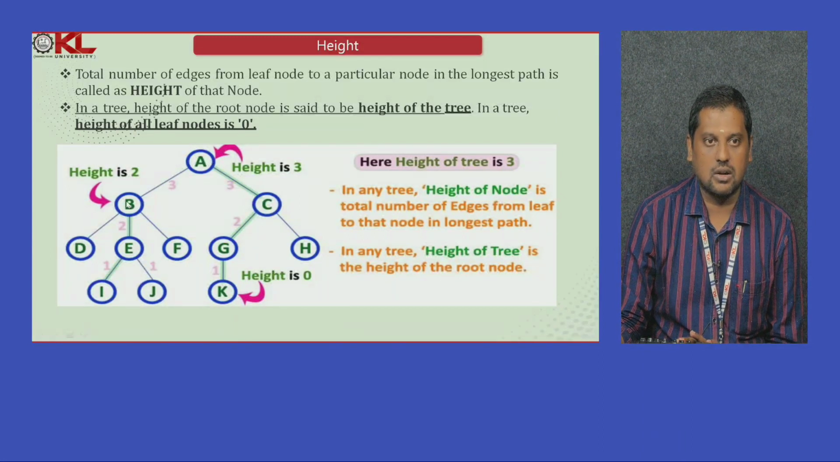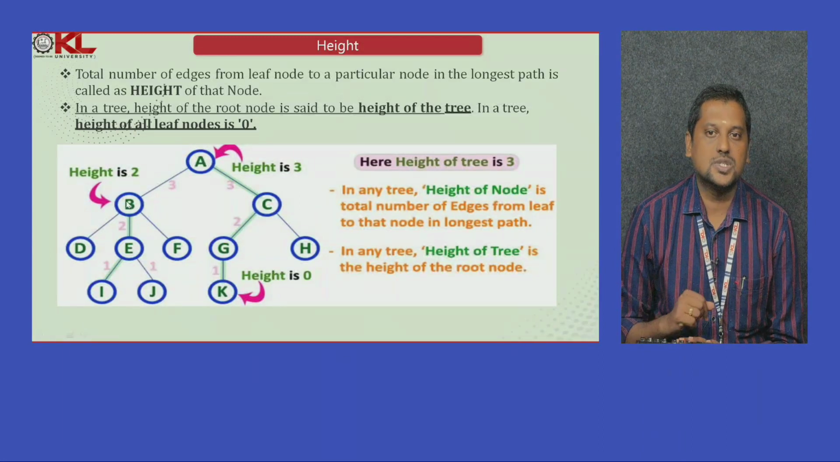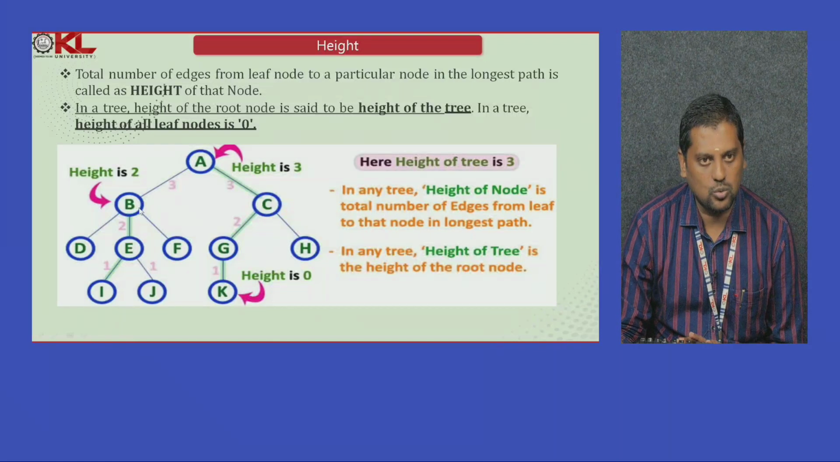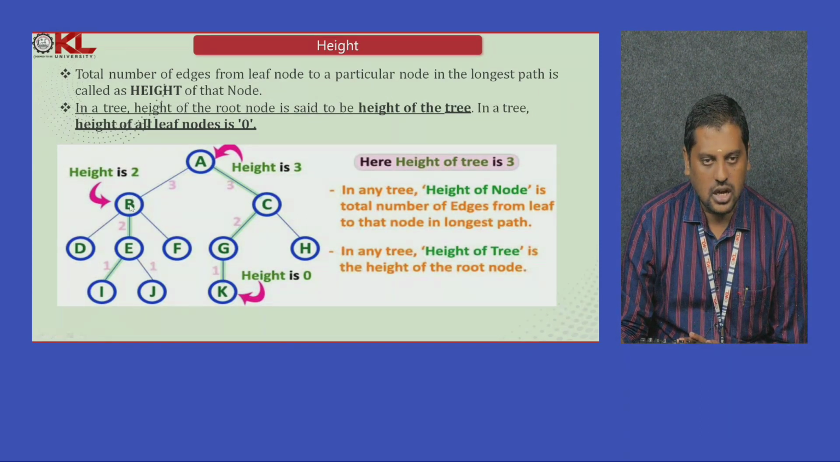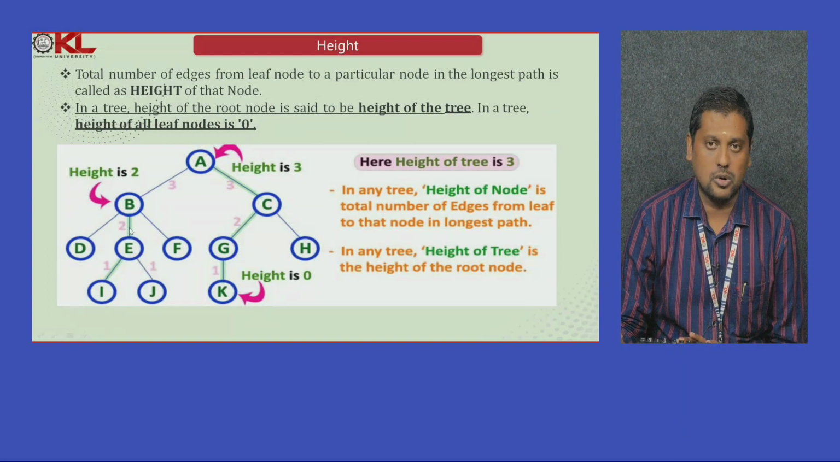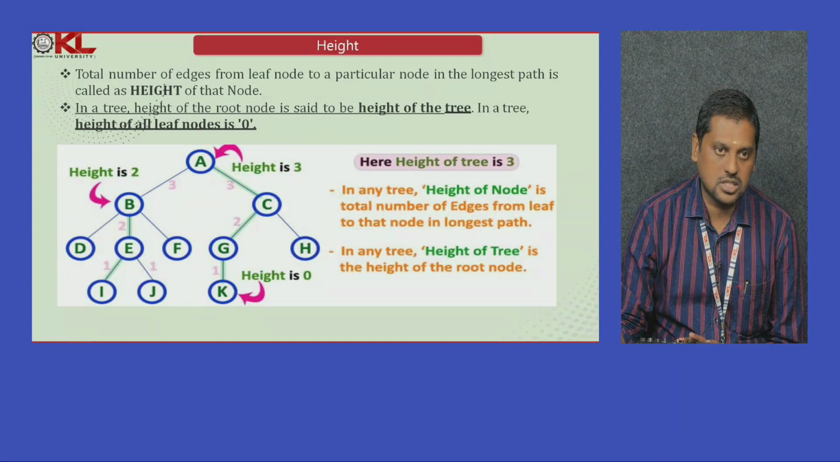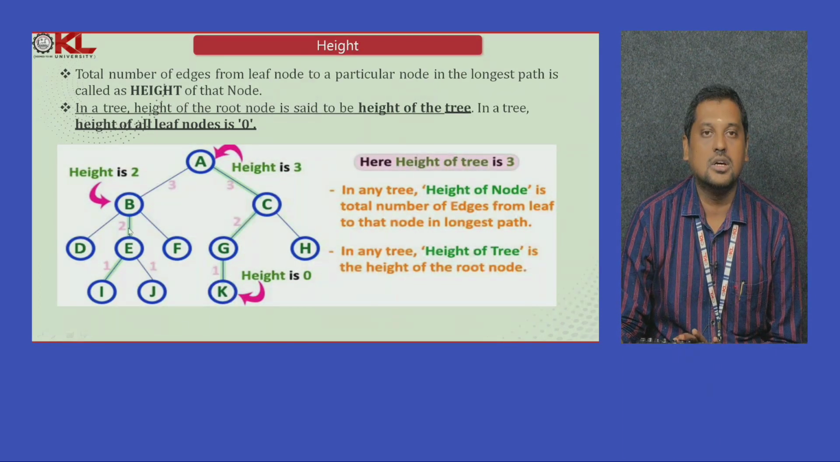Now I need to calculate the height of b. If I need to calculate the height of node b, I need to go to the leaf node. From this leaf node till the particular node b, I need to calculate the total number of edges, that is, in the longest path. So totally 2 edges we have. In all possible ways you have to check it, but see to it that we calculate only the longest path to get the height of a particular node.